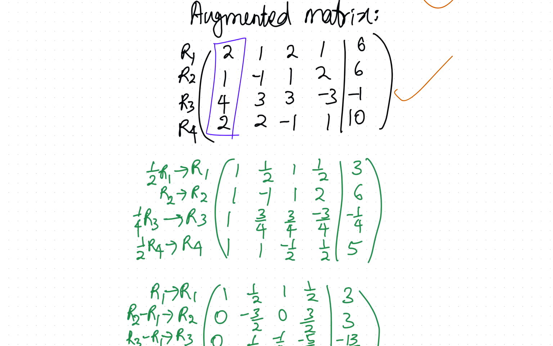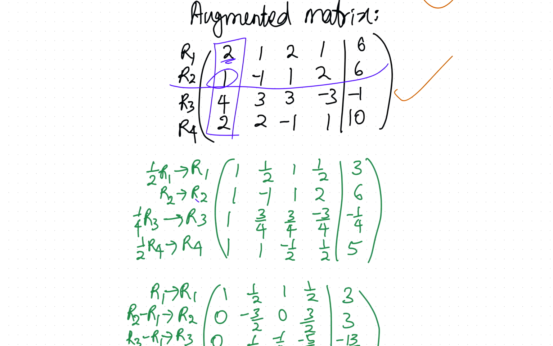So to get this to be 1, you just multiply row 1 by half. Half times 2 is 1. Half times 1 is half. Half times 2 is 1. Half times 1 is half. Half times 6 is 3, right? Then for row 2, interestingly, the first element is already 1, so we don't have to worry. The new row 2 is the old row 2, so we just bring over whatever we have here.